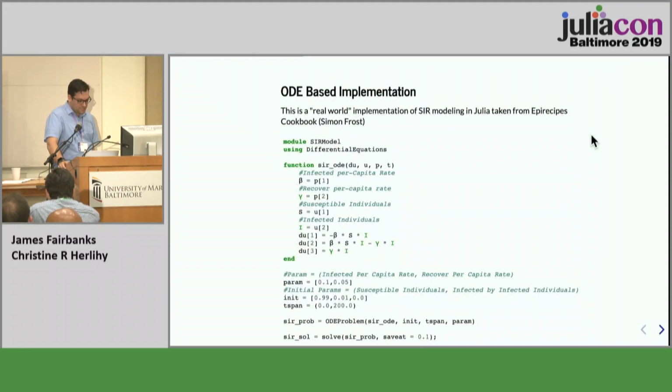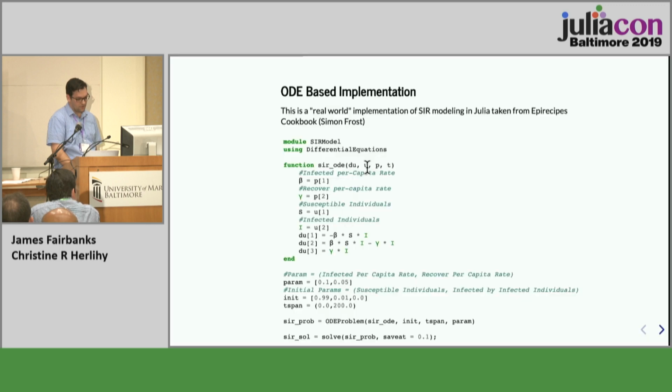So in differential equations, what you do is first you declare the system of ODEs you want to solve. And you do that by declaring a function here, SIR underscore ODE. And it's going to calculate the flux of the system. And it's going to take the current state, some parameters, and the current time. It's going to do a bunch of math. We've got some expressions in here that do the math. They correspond to the equations we showed before, right?